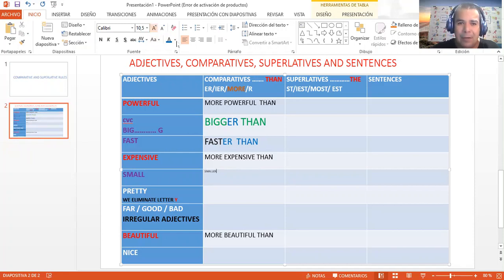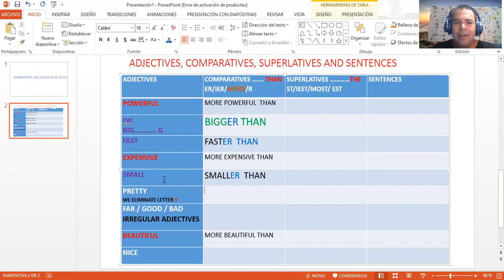I'm gonna put it bigger in this moment. So at the end, it's gonna be like this, smaller than. So we're gonna put some color in the last two letters so you can see what we're doing. So basically, this is the way that we write the comparative form for the adjective small.